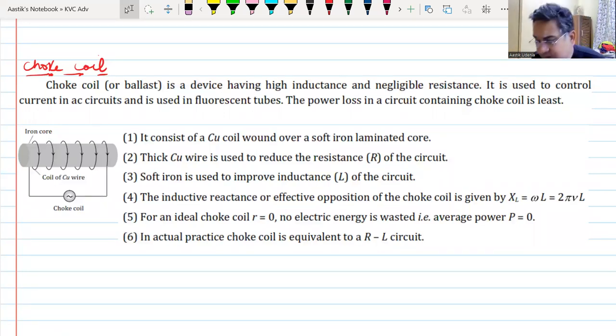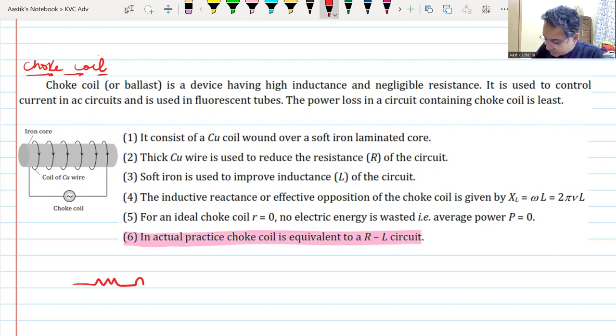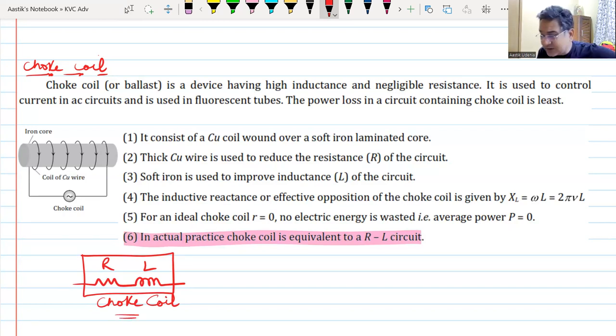Let's move ahead to the next heading, which is nothing but a choke coil. Once you had tube lights which were not LEDs, they had a choke. Whenever you hear the term choke coil, you don't have to write this. This is just for theoretical purpose. A choke coil is nothing but an LR circuit. So whenever you hear about a choke coil, this is the diagram that should come into your head. Apart from that, I don't think they are going to ask you theoretical questions on this. It consists of a copper coil, thick copper wire is used so that the resistance is low, soft iron is used so that the inductance is high, and XL is given by omega L. For an ideal choke, nothing is ideal, but for an ideal choke, resistance has to be zero. In any case, a choke coil is nothing but a series LR circuit.